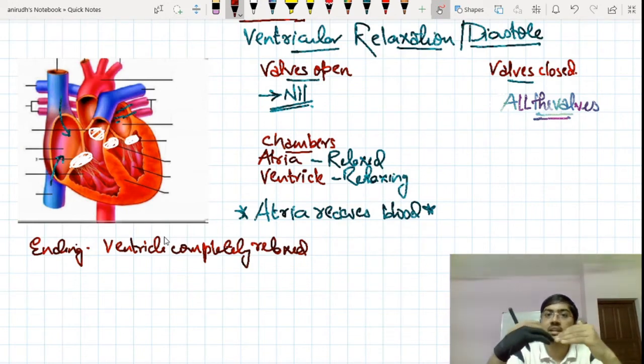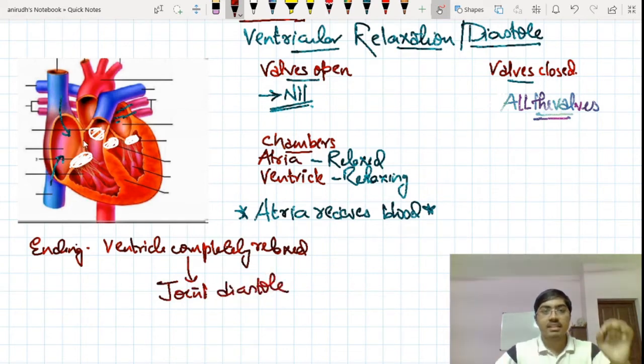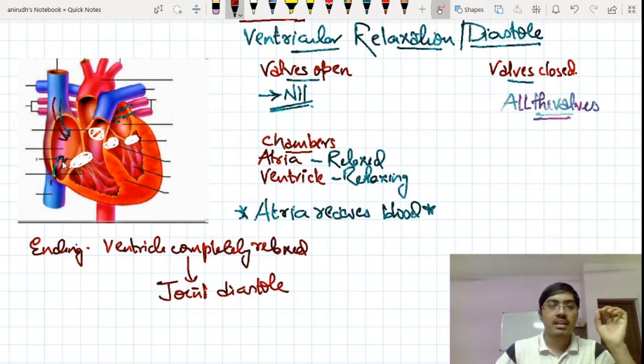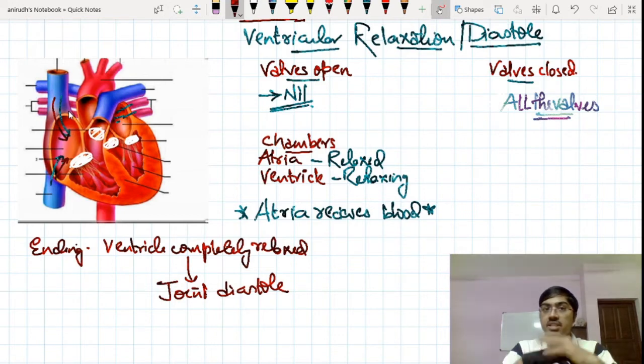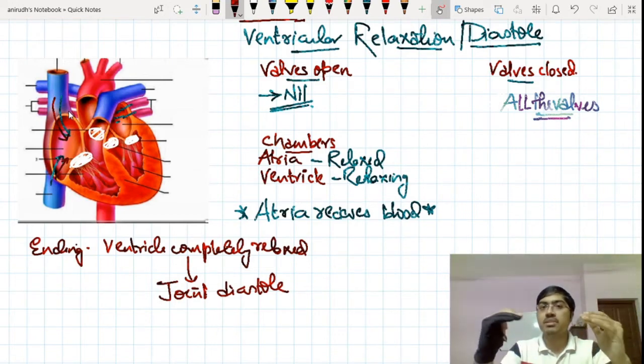this phase is called ventricular relaxation. When it has completely relaxed, this phase will end. Fine, this is the end of this particular phase. So that means when this phase ends, it will eventually go into joint diastole. By then, the atria will have received a sufficient amount of blood from the vena cava and the pulmonary vein. So the atrial pressure is very high, isn't it? And the ventricle has now relaxed. So all four chambers of the heart are relaxed.